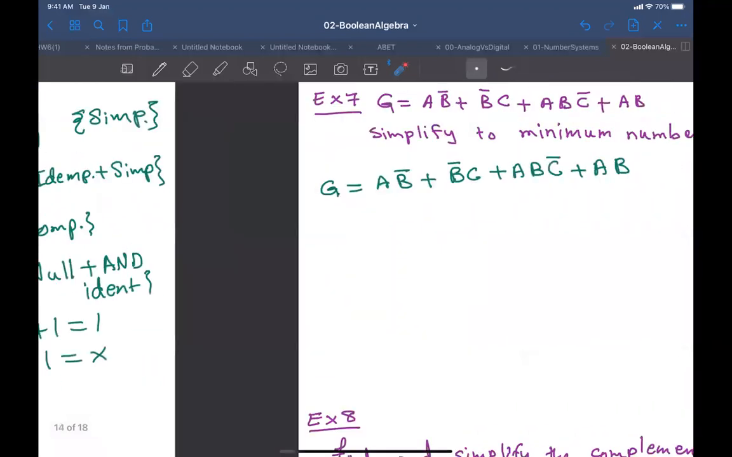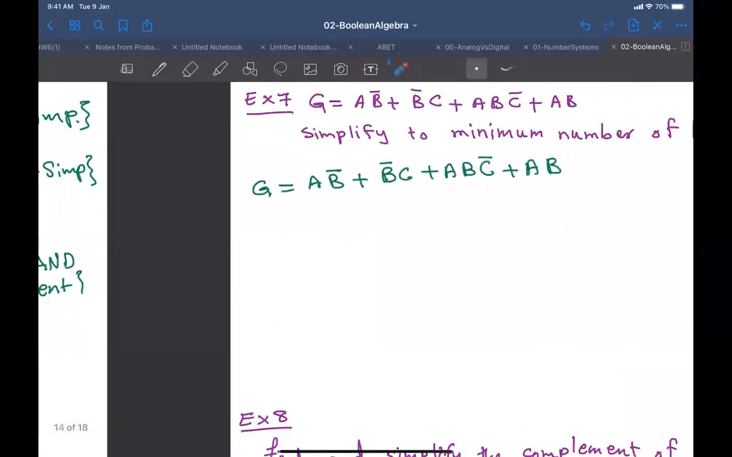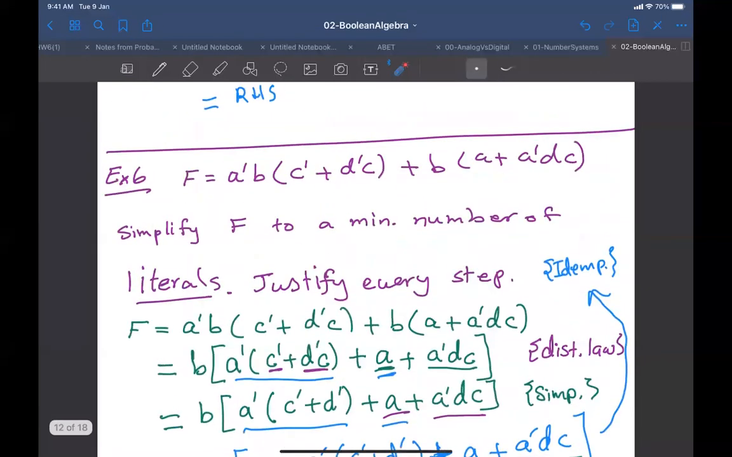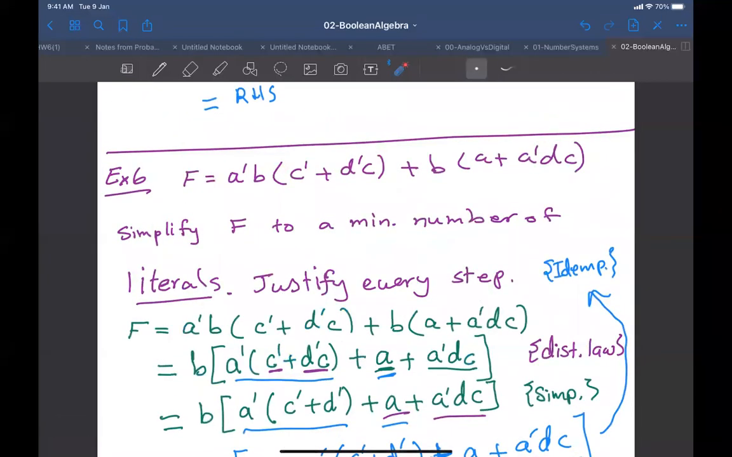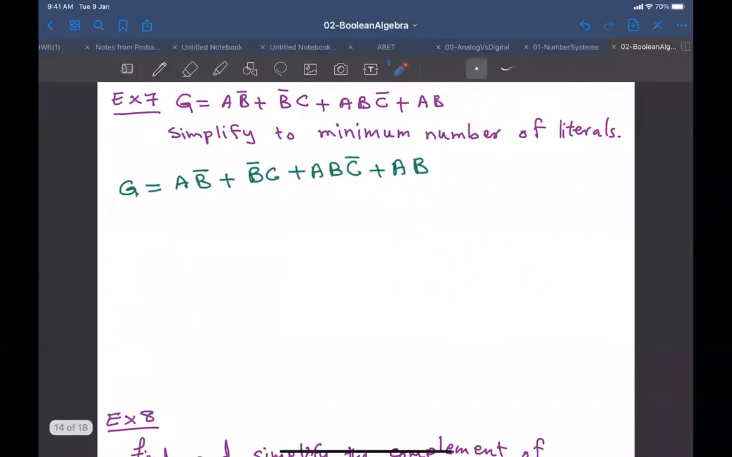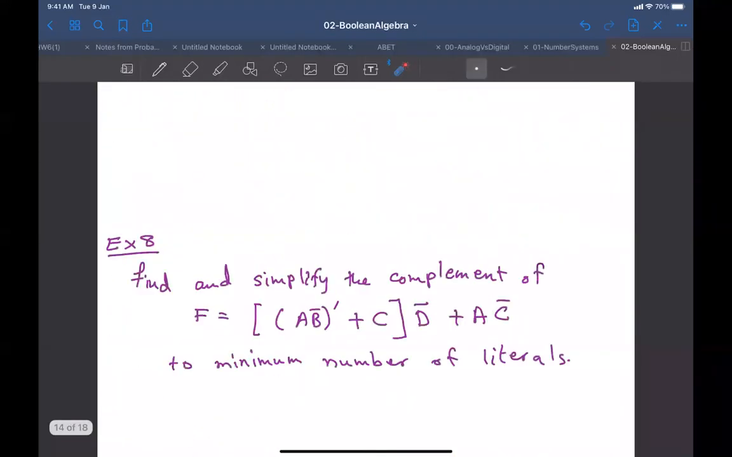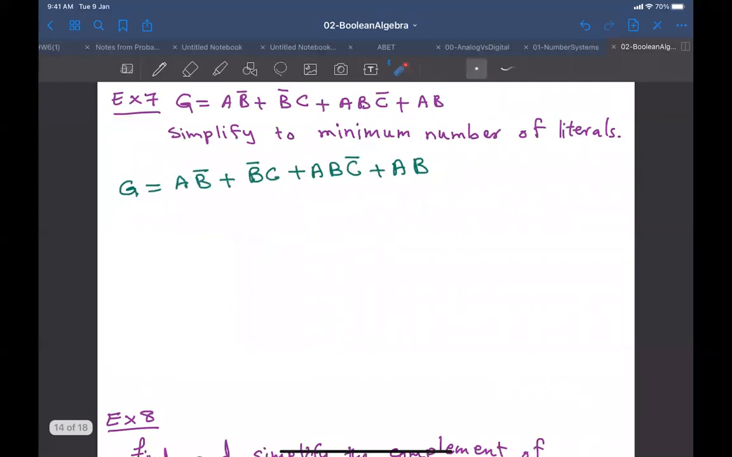Let's see another example. By the way, this was an exam question. It appeared in one of the exams, and this one, also this one, are exam questions. So let's do this one here. We would like to simplify this function, which is g equal to ab complement ORed with b complement c ORed with abc complement ORed with ab. We would like to simplify to the minimum number of letters. How many letters does the function have? Who can tell me?